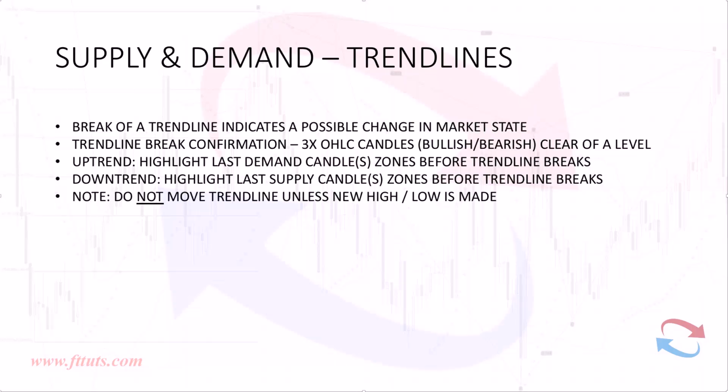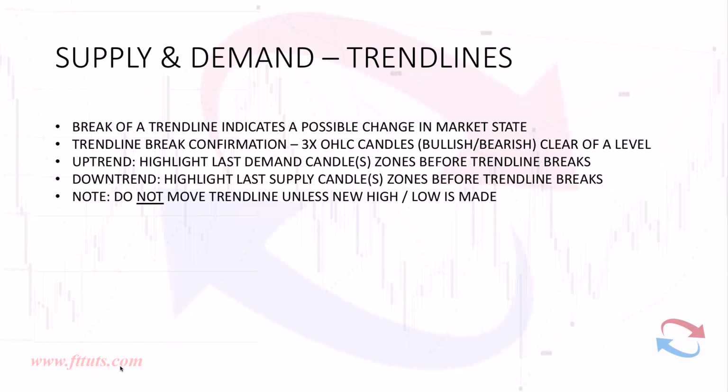So the break of a trend line indicates a possible change in the state of the market, because as we know, markets go from a ranging to a trending to a ranging market state, and really that's to do with price discovery. Now, a trend line break confirmation, I consider to be 3 candles, where the open, high, low, and close have to be clear of a level. And it doesn't matter whether you have 3 bullish or 3 bearish or a combination of bullish or bearish candles, but you have to have at least 3 candlesticks clear of a level.